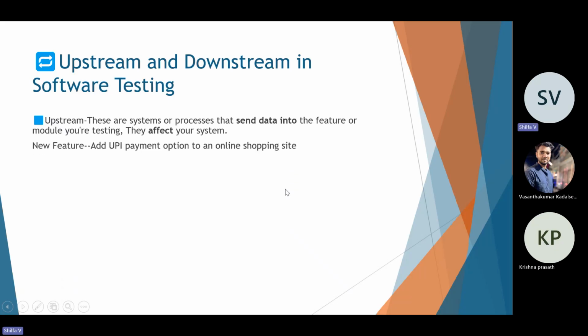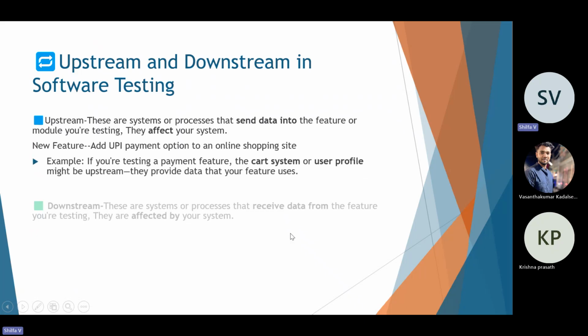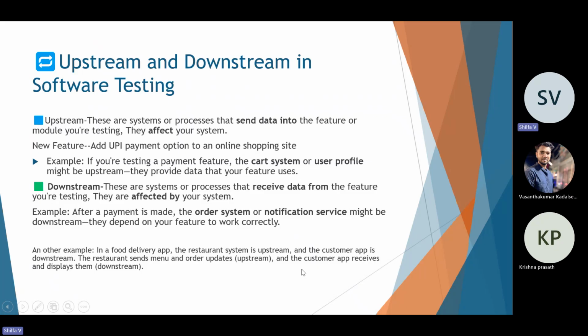Now we are going to see what upstream and downstream are in software testing, and how they are involved in manual testing. Upstream is from where the data is sent. For example, if you are using the online payment option like Myntra, your cart is upstream because you are adding something in the cart and sending the data. Downstream will be the payment service.